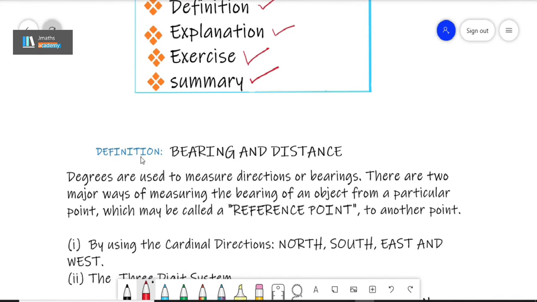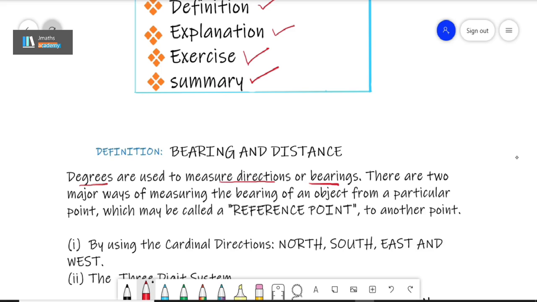Now let's see what defines bearing and distance. So we are told here that degrees are used to measure directions or bearings. There are two major ways of measuring the bearing of an object from a particular point, which may be called a reference point, to another point. I want us to look at some important factors of bearing and distance. So degrees here is an important factor when it comes to bearing and distance. And then we use these degrees to measure directions or bearings.